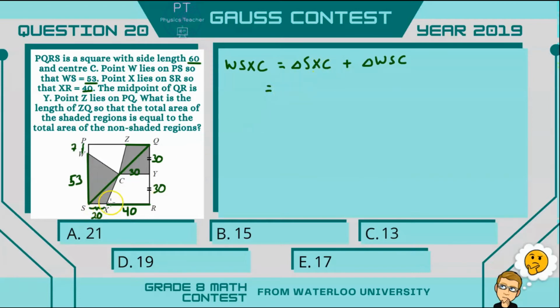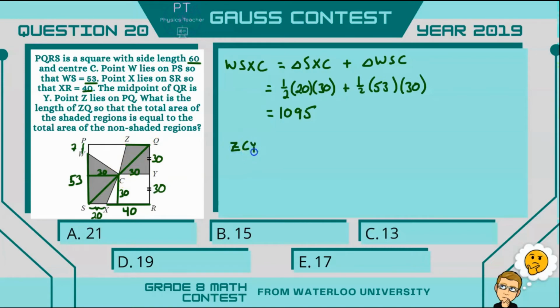So first SXC, so that has a height. We know what that height is. It's going to be 30. And so our area is 1/2 the base, which would be 20, times the height, which would be 30. And then we're going to add the area of this triangle. Now if we look at the base as being WS, that means this would be the height, which would also be 30. So that's plus 1/2 base, which is 53, times the height, which is 30. And that gives us a total area of 1095.